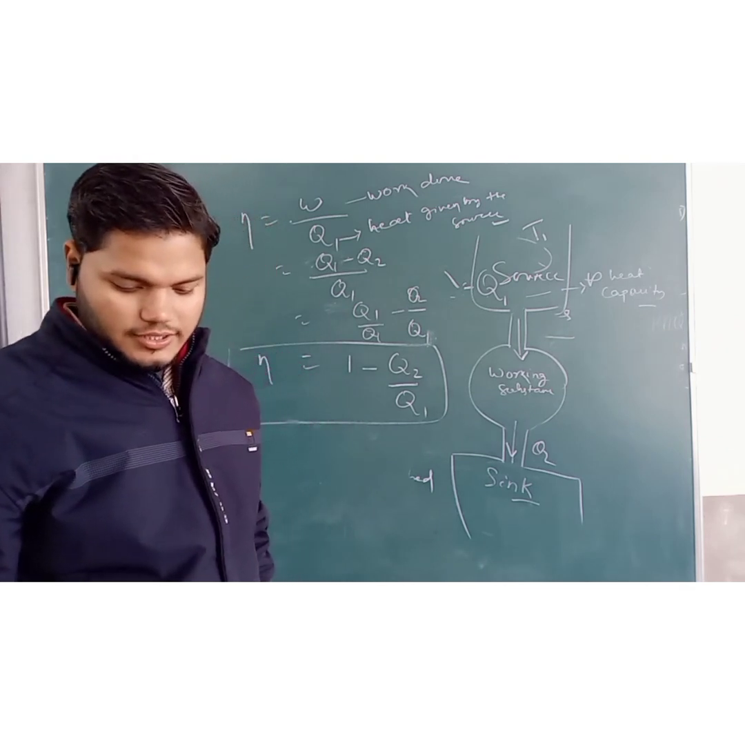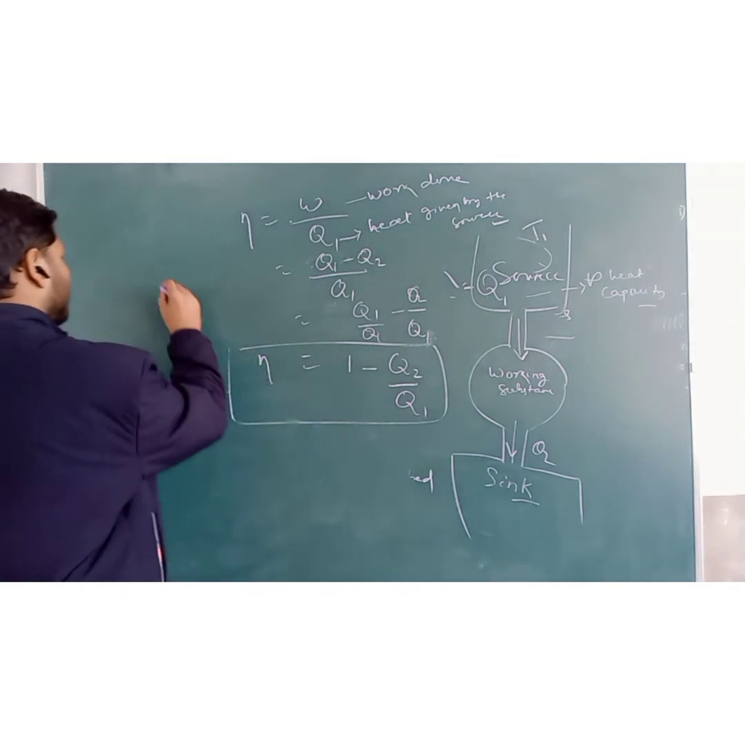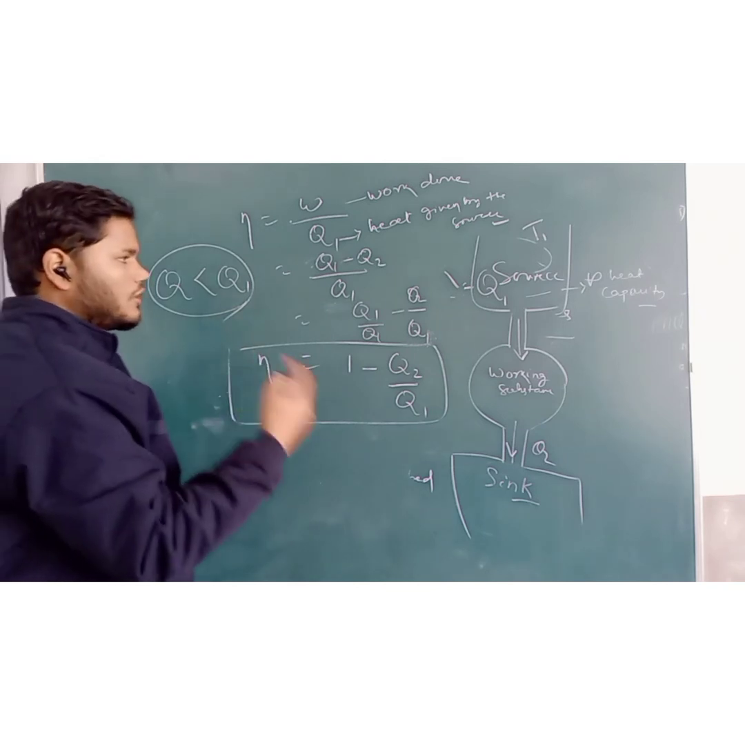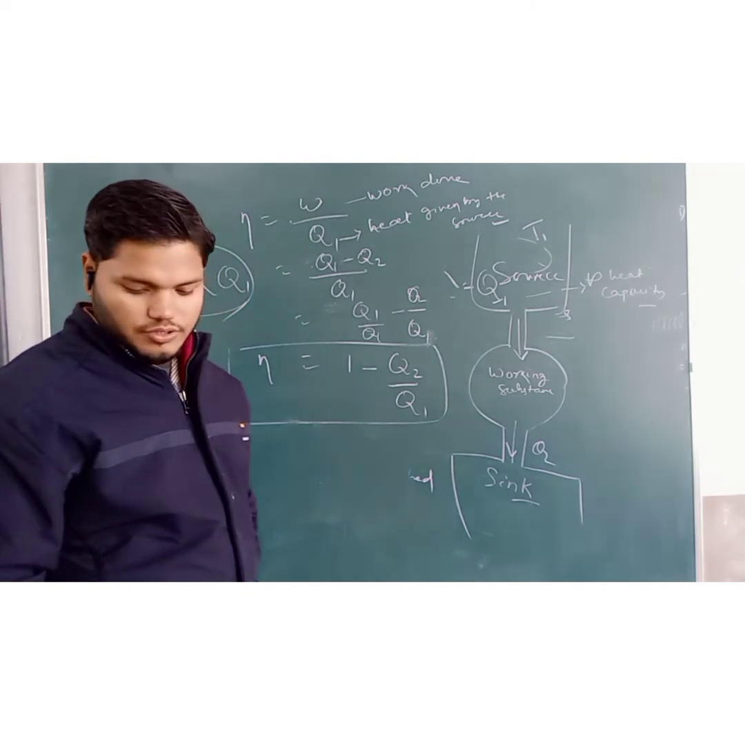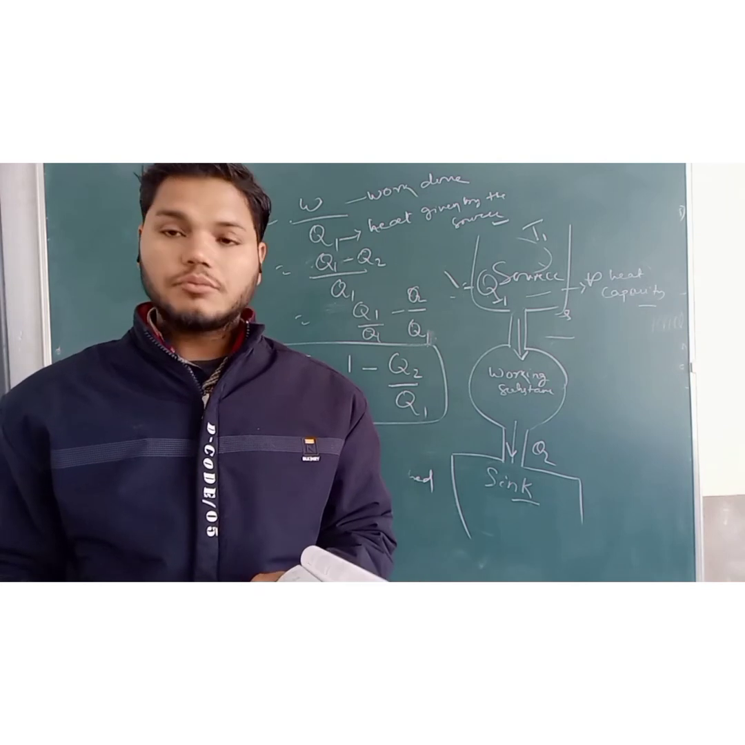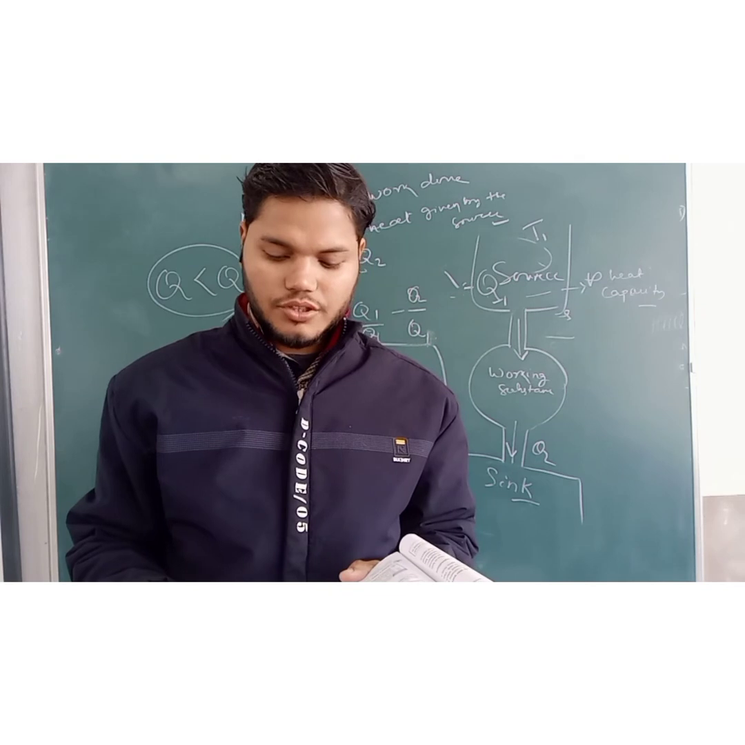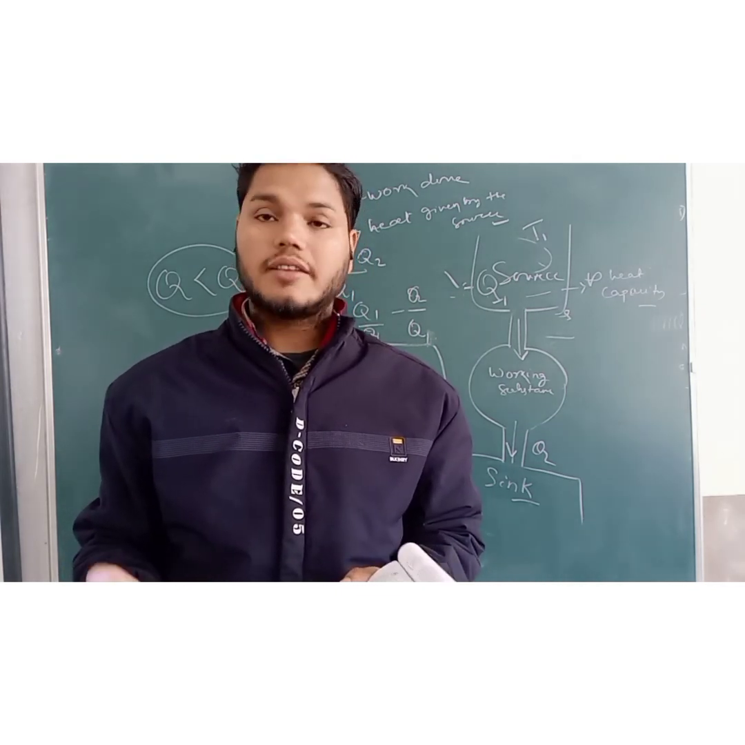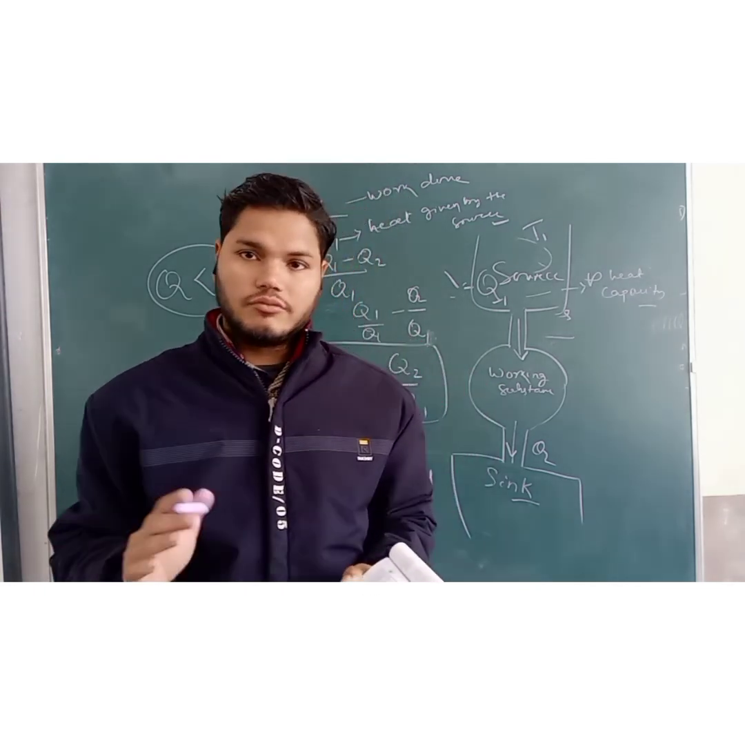Whatever the value of Q2, that will always be less than that of Q1. Q1 must be greater than Q2. Since the Q2 value is less than Q1, the value of eta is less than 1. If Q2 equals 0, no heat will be given to the sink. That means whatever heat is given by the source will be directly converted into work done.